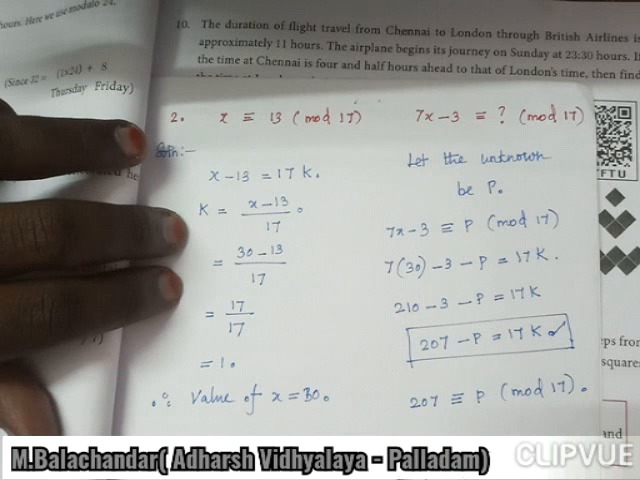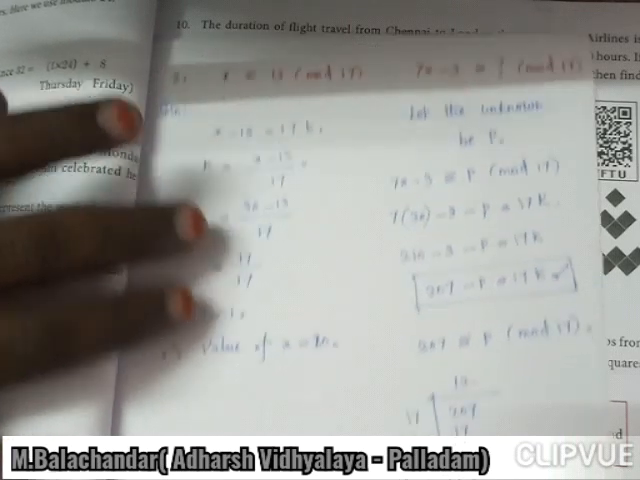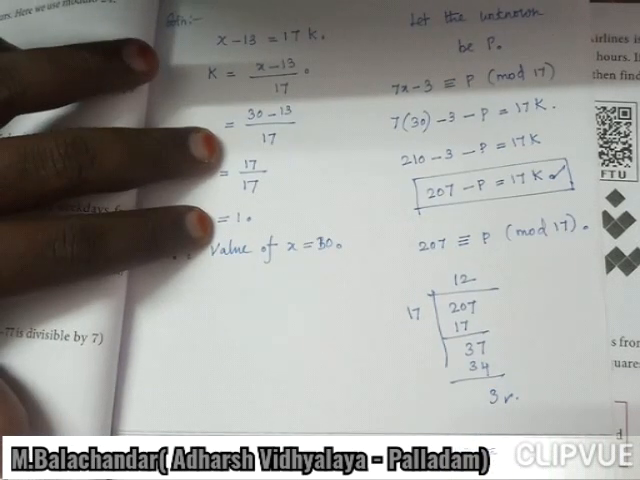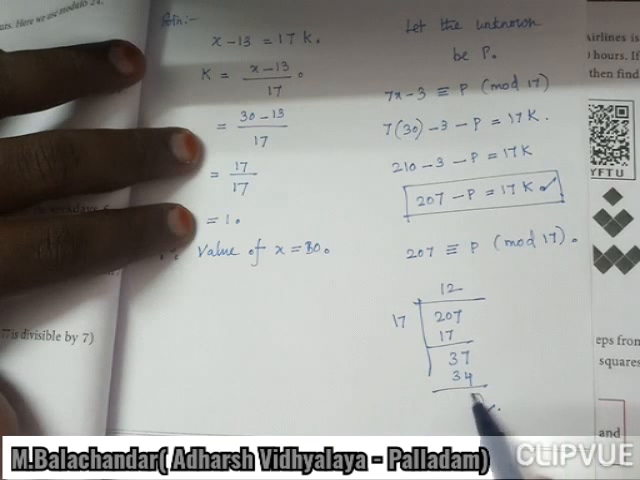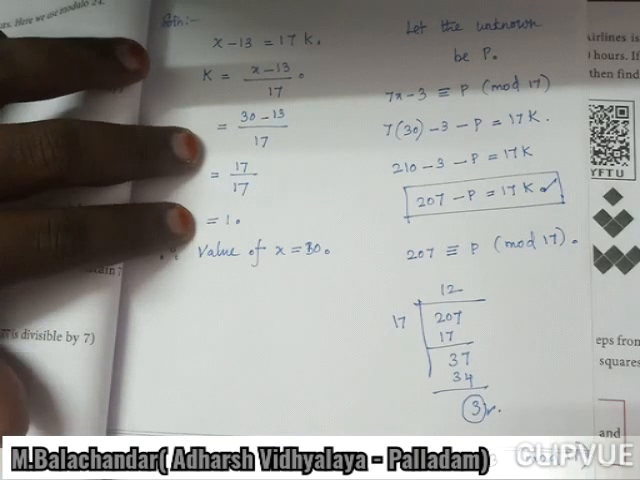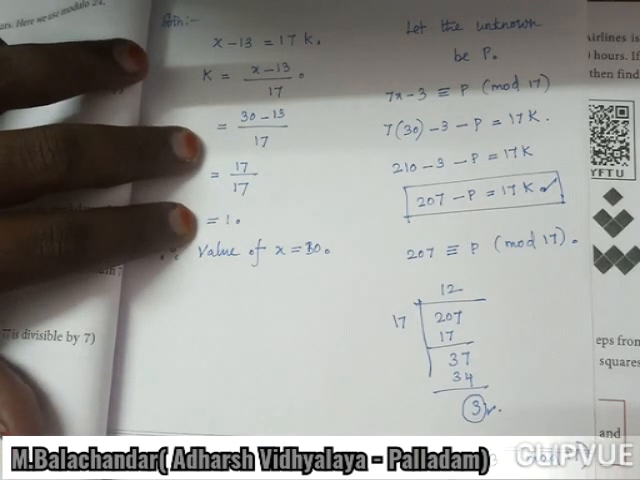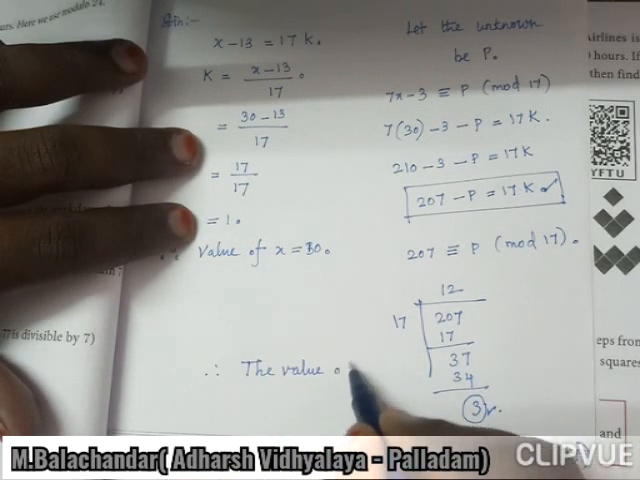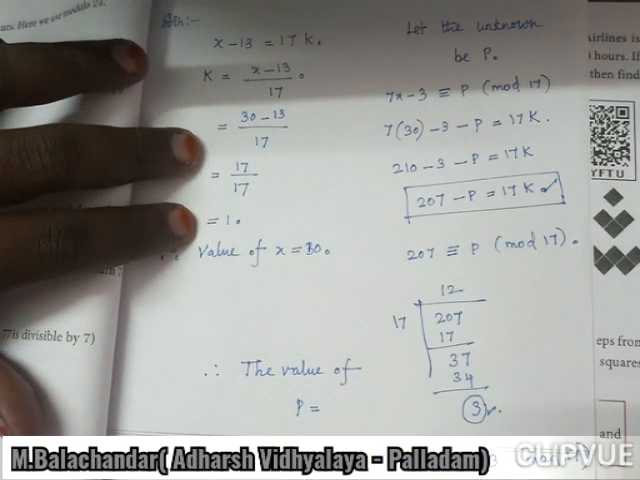So 207 divided by 17. One time 17, remaining 3. Here 2 times is 34, it leaves a remainder 3. So 207 is congruent to 3, the remainder when divided by 17. So the value of p is equal to 3.